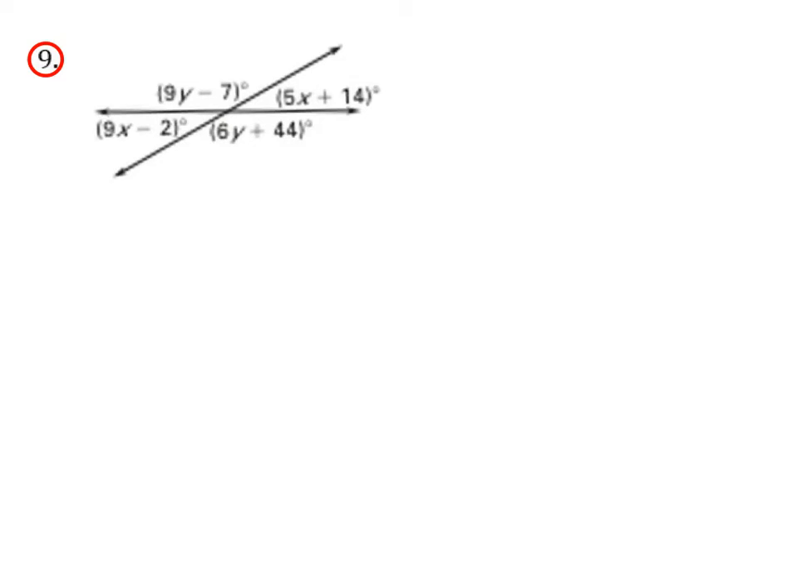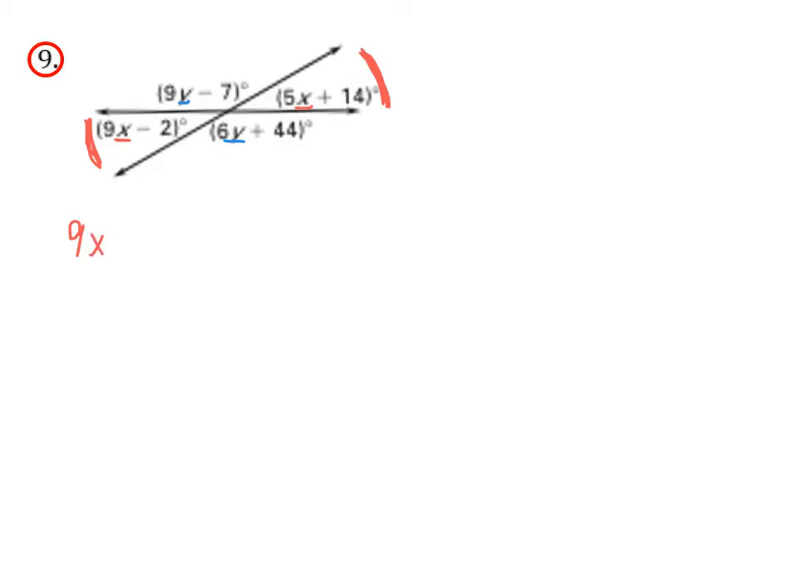Now, for question number 9, once again, I'm trying to solve for two different variables. So we have x and x across from one another, and then the y's and the y's across from one another. Once again, I can use that principle about my vertical angles. I know that these angles across from one another have to be congruent. So their measurements are going to be equal.